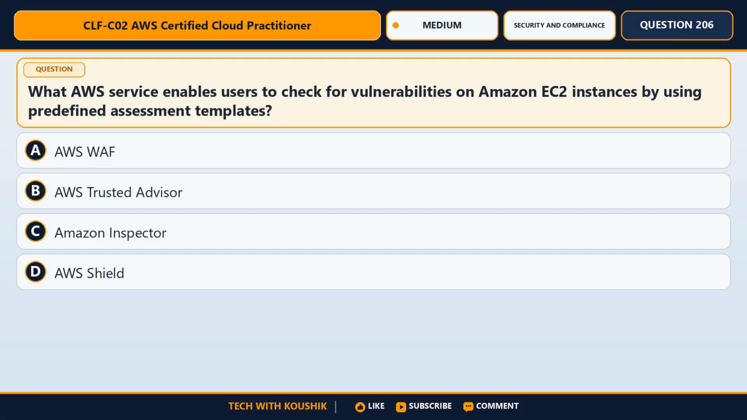Question number 206. What AWS service enables users to check for vulnerabilities on Amazon EC2 instances by using predefined assessment templates? Option A. AWS WAF. Option B. AWS Trusted Advisor. Option C. Amazon Inspector. Option D. AWS Shield.